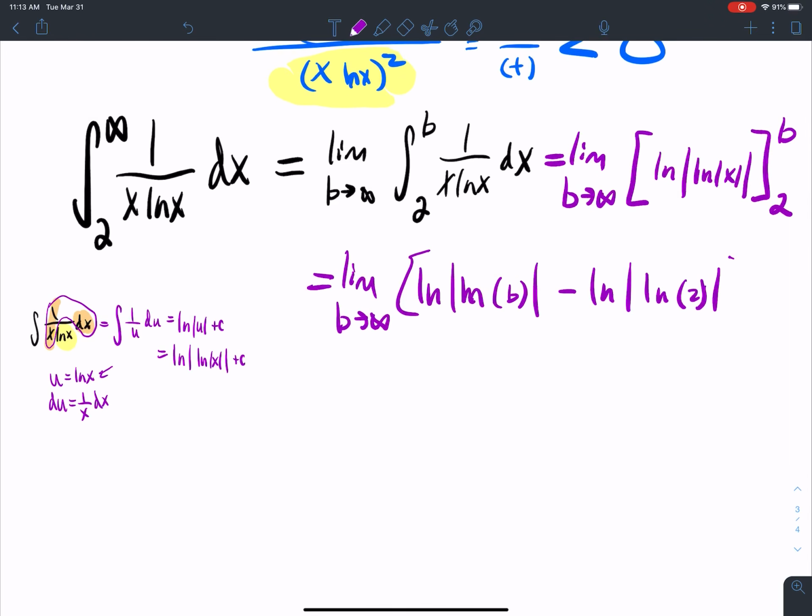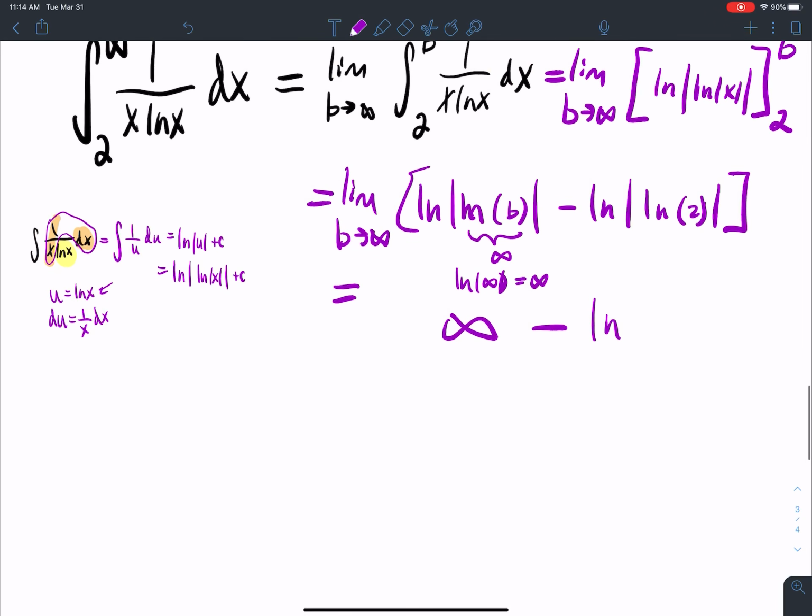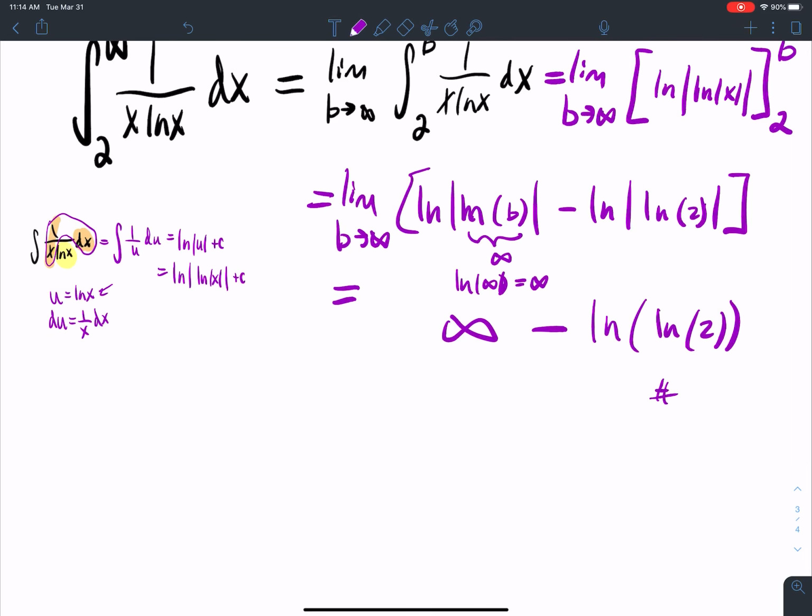Okay? And when I run through this, the limit as b goes to infinity is equal to infinity. As I plug in ln infinity, I get infinity. So this is infinity minus ln 2. All right, so that's just a number. So infinity minus a number is equal to infinity. So this diverges. So what do I write here?